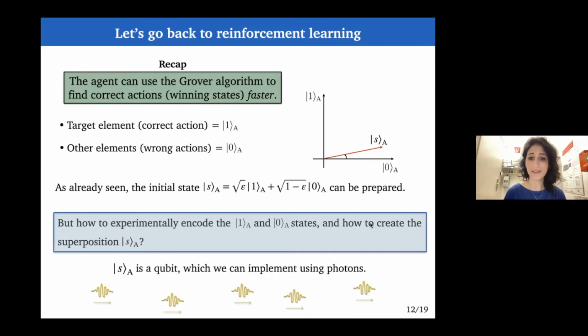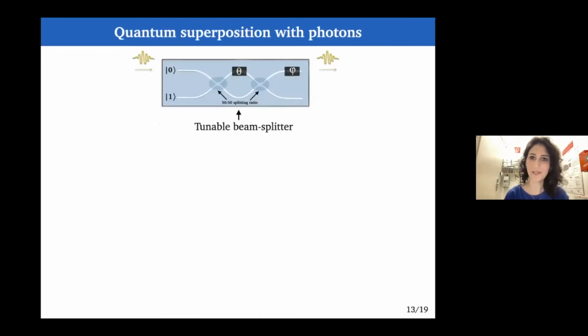And so, as I said in the beginning, I work with photonic platforms. As you can see here, this state S is a qubit, and it can be implemented using photons. So in general, how do we implement quantum superposition with photons? There are different ways of doing this. You can use polarizations, but in these experiments, what we used was path encoding.